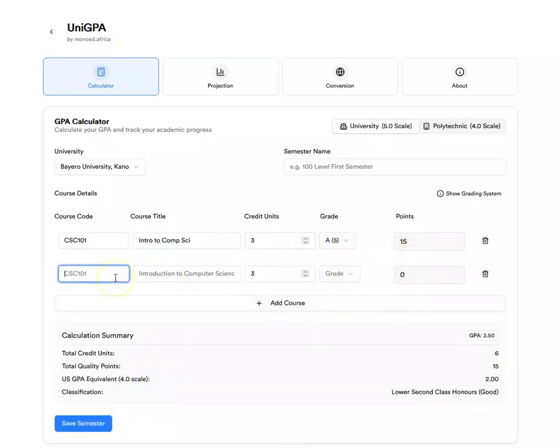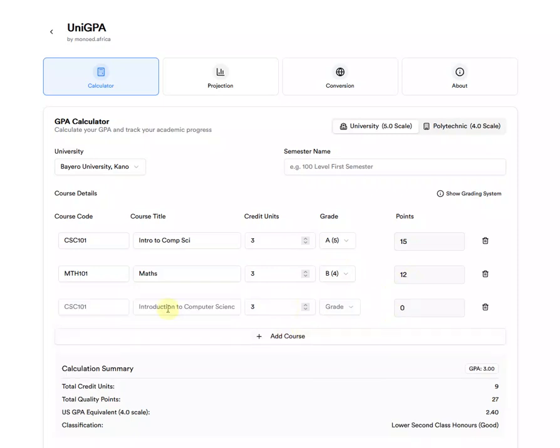I will add another course. I will say maths. You have to capitalize it. We'll say maths 101, right? And I'll just put maths here. Let's say 3 unit as well, and I got B. This is 12, right?